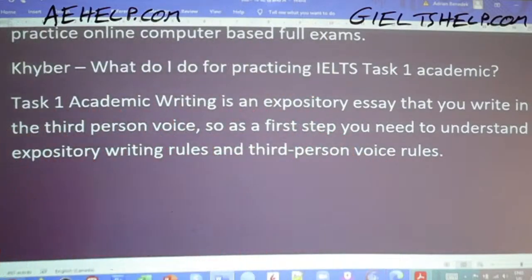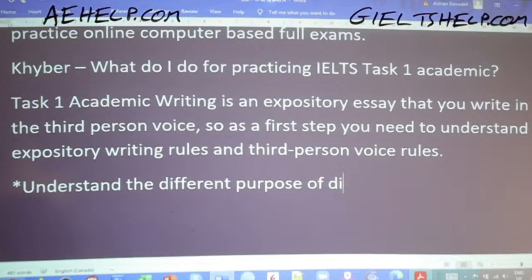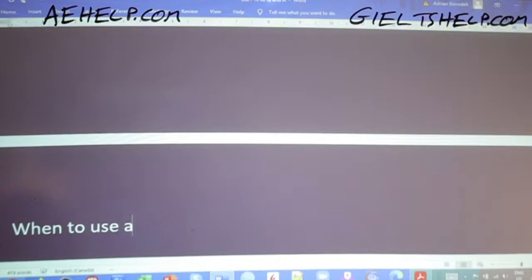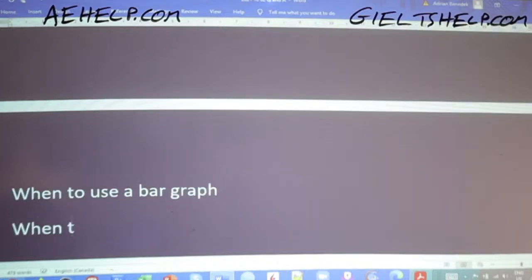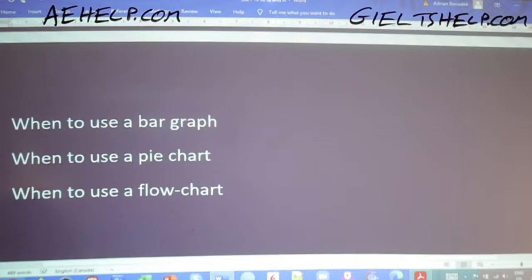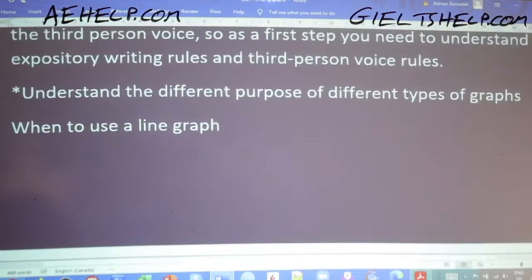Now, the second point that you have to understand, and this is very important, is to understand the different purpose of different types of graphs, okay? So when to use a line graph, when to use a bar graph, when to use a pie chart, when to use a flow chart, when to use a diagram.